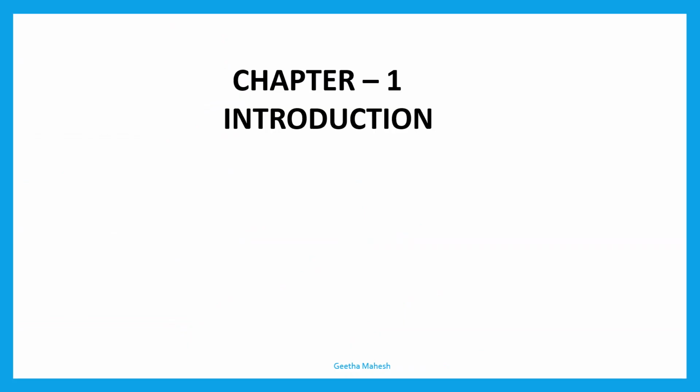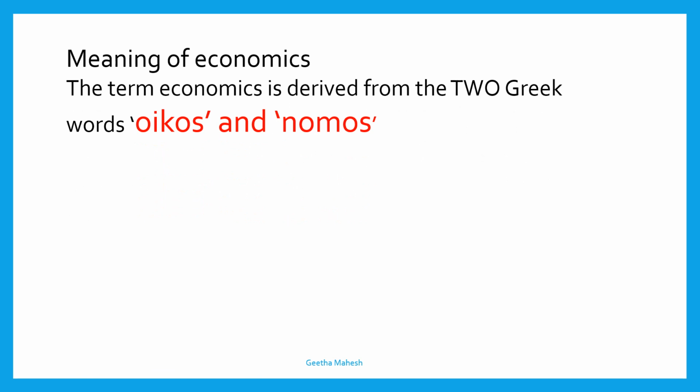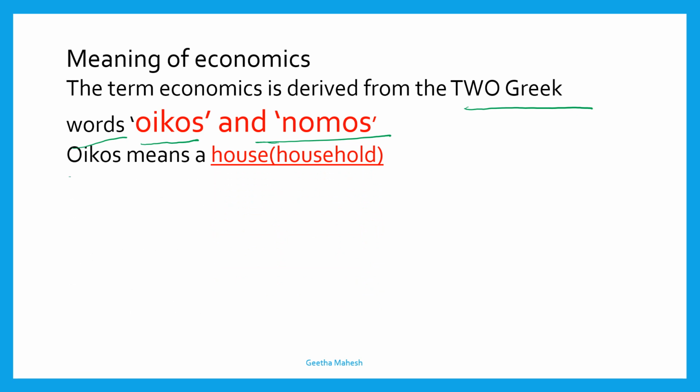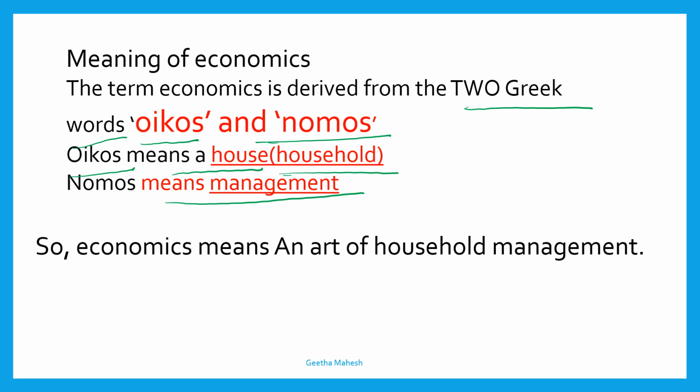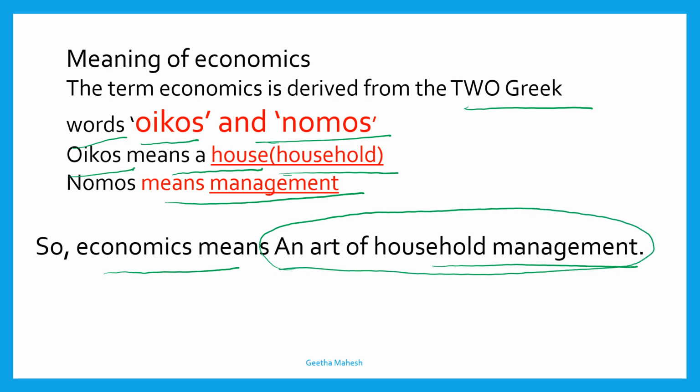Dear students, now let us discuss the first chapter in Part A, Statistics for Economics. The first chapter is Introduction. Dear students, what do you mean by economics? The word economics is derived from Greek words, oikos and nomos. What do you mean by oikos? Oikos means house or household. Nomos means management. So economics is a study of household management. So economics means an art of household management.